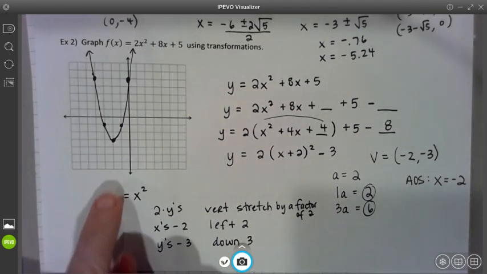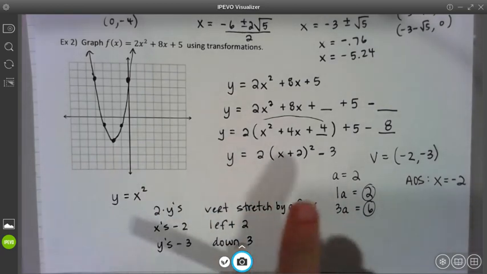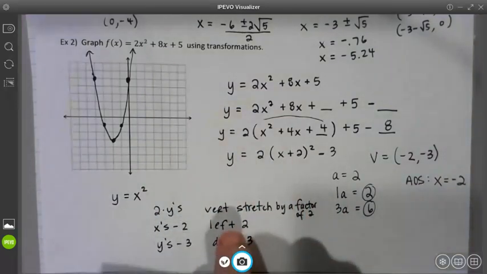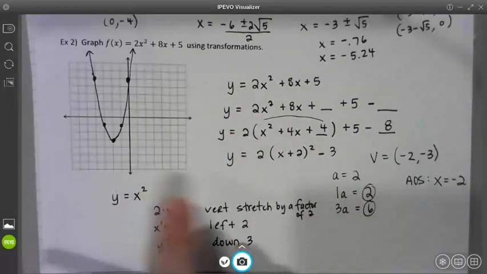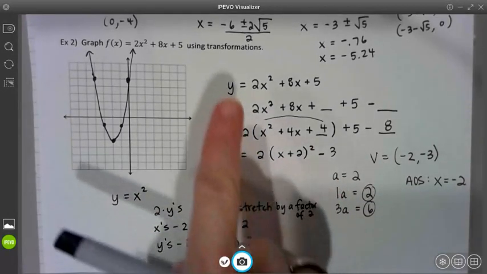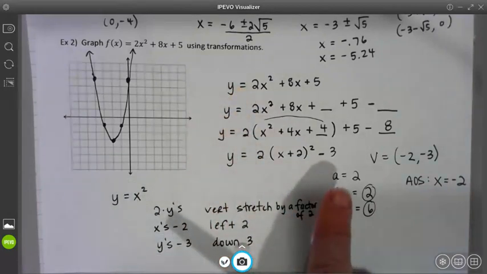I just wanted to show you, I did go ahead and graph this parabola. We were able to convert it to vertex form to see all of the transformations. The vertex was -2, -3, so I plotted that. The a value was 2, the number in front of x squared. We know it's positive, so the parabola is opening up.